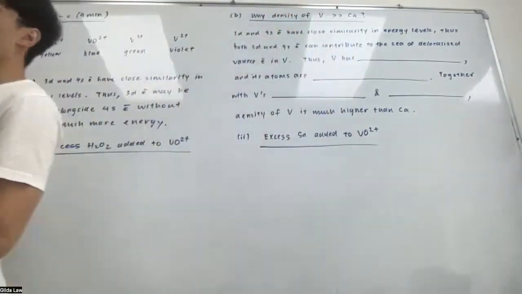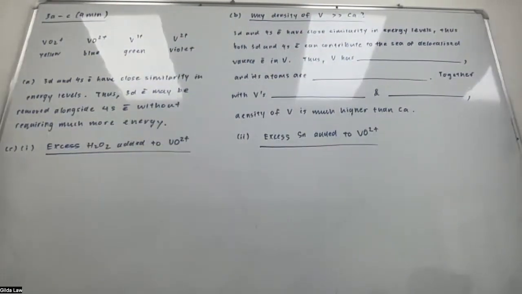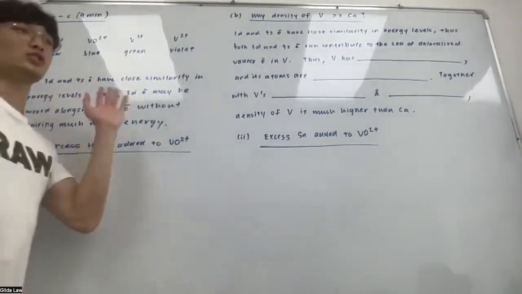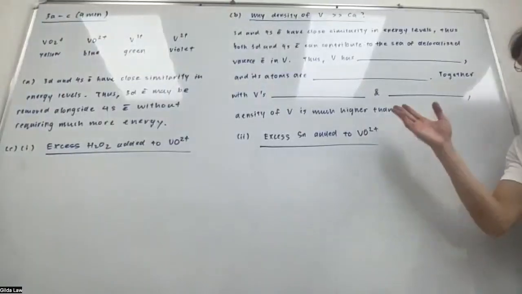Right, so I wrote the answer for both part A and part B on the board. I just want to talk about part B. Part A is a standard answer: variable oxidation states always, because of this. That's just content knowledge. But for part B, I just want you to take note. Why is the answer so long?